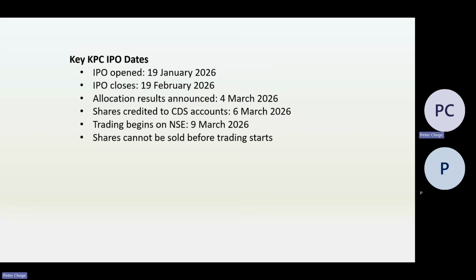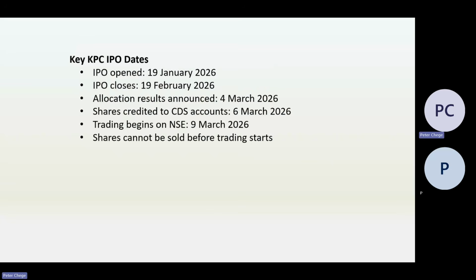Price is fixed for IPO. It's 9 Kenya shillings. There are no extra costs apart from bank or M-Pesa charges. Allocations on 4th March. Shares will be credited on 6th March. So you see your shares on 6th March, but brokers will credit most likely on that Monday, 9th. That's when you'll be able to start trading.